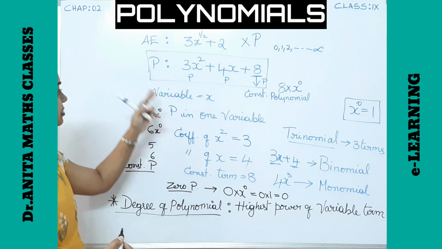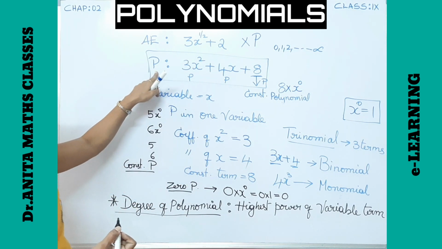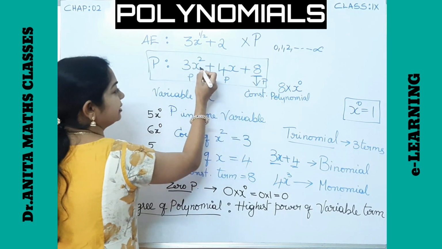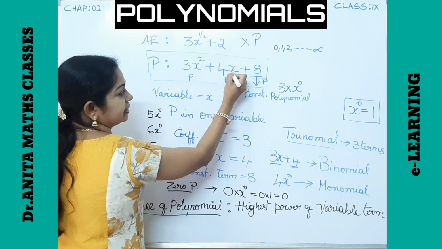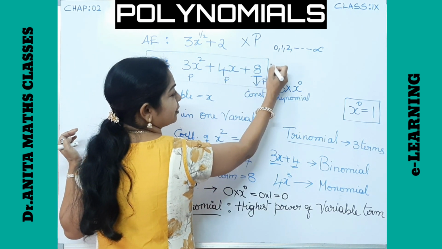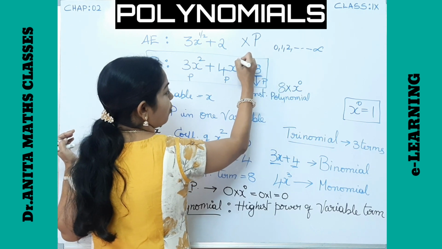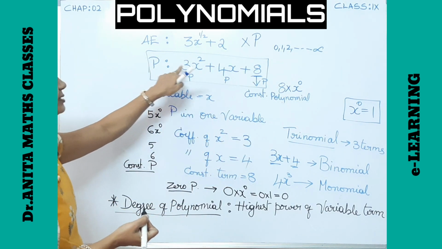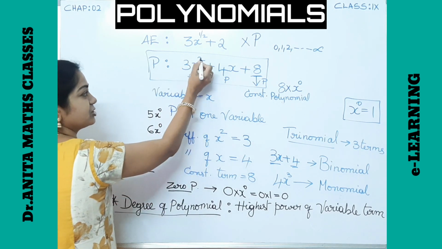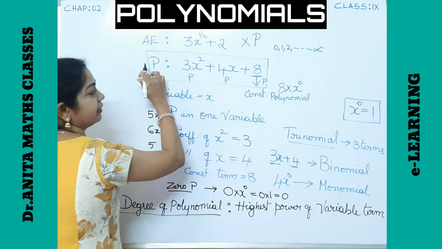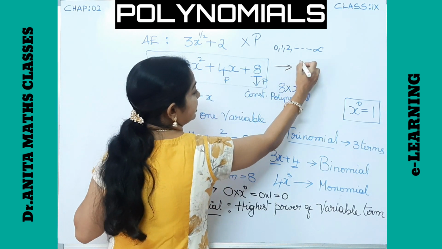In the example we have taken, 3x square plus 4x plus 8, this is a polynomial, isn't it? Here the power of the variable x is 1, here x to the power of 0. So 0 here, 1 here, 2 here. But what is the degree here? Degree is the highest power. The highest power is 2. Here 1, here 0. So the highest power is 2. We say for this polynomial the degree is 2.